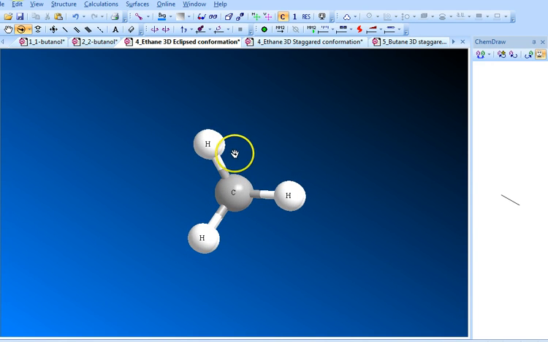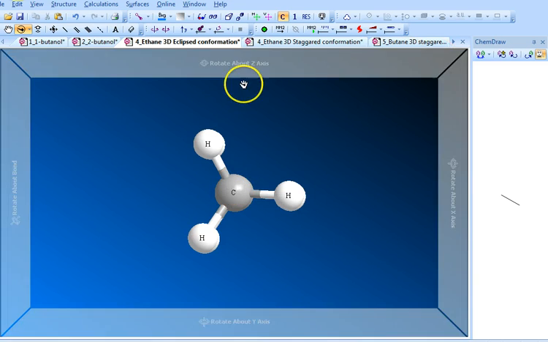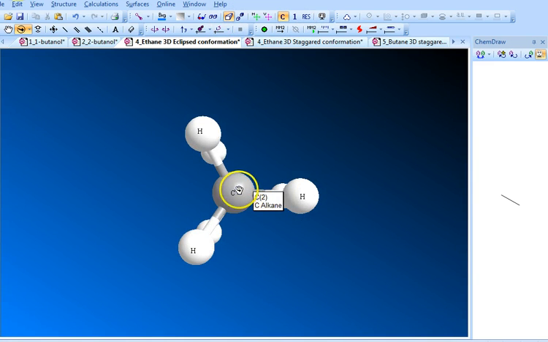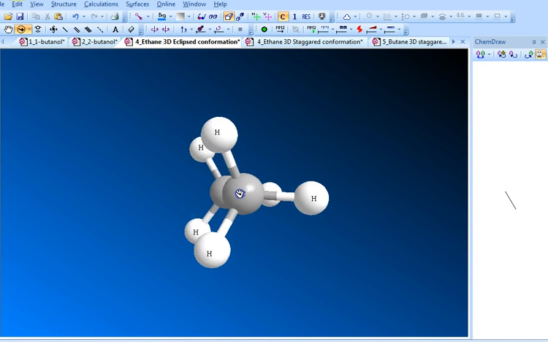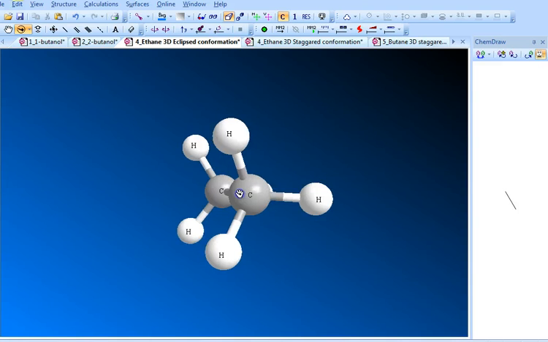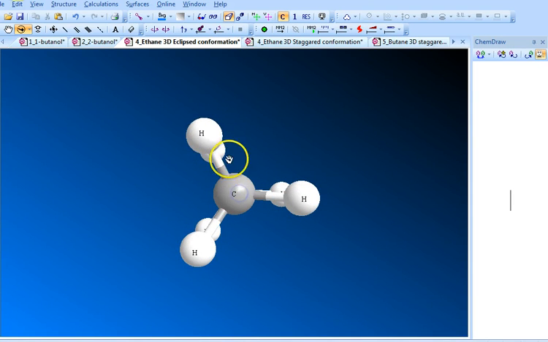Now you can't actually see the hydrogens that are behind. Let me see if I can give it a perspective. So these are the hydrogens ahead of you, and the hydrogens behind are hiding there. You can see that there is an overlap of this hydrogen over that hydrogen, and therefore this is an eclipse conformation.